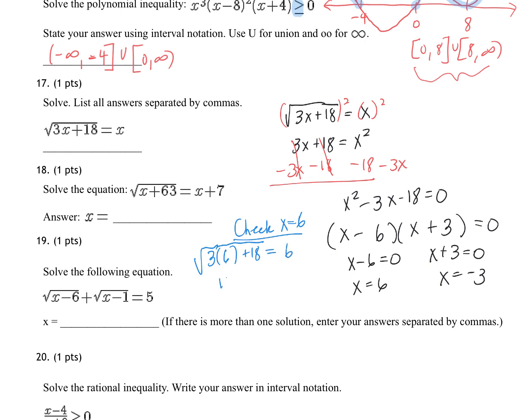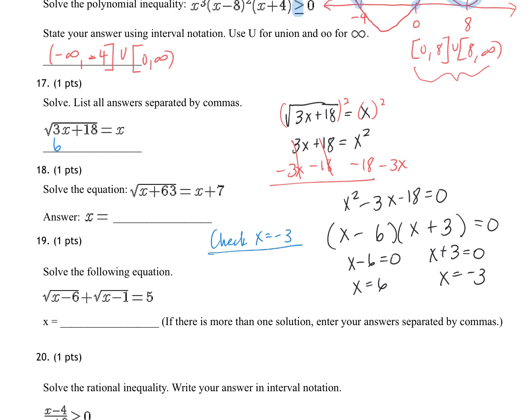So 3 times 6 plus 18 square root is equal to x, which is 6 in this case. So this is 18 plus 18, which is 36. And so it's saying, is the square root of 36 6? Yes. So 6 does work. So I'd list 6 as an answer. Now I need to check the other answer I got. So the other solution I got was -3.